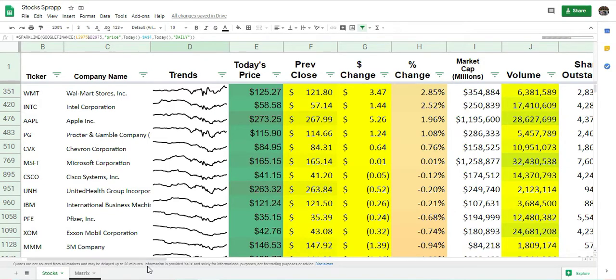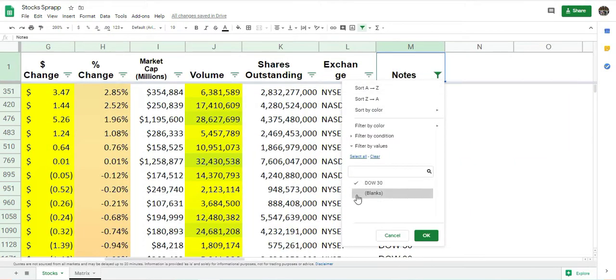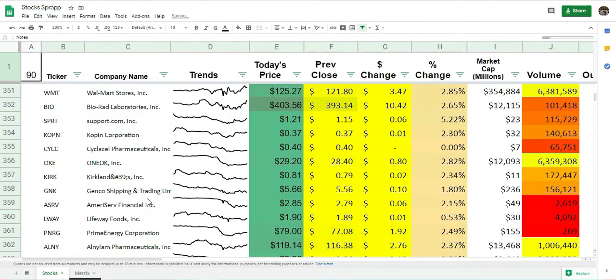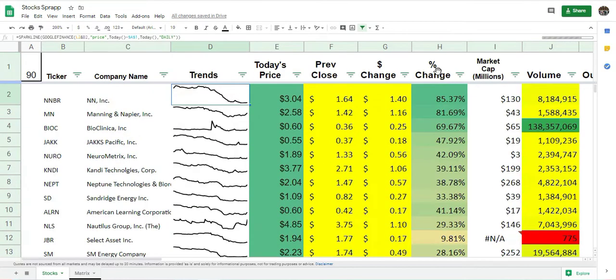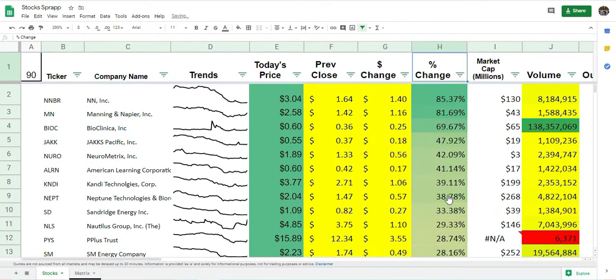Now, let me tell you something cool. Let's not look at just the Dow 30, let's look at all the stocks today. Let's sort this whole thing descending by percent change. Say you had $1,000 today and you wanted to make as much as you can buying just one stock in the morning, which one would it be? The answer is NNBR, which I believe is a construction something. I was looking at it briefly, but they're up 85% today. As you can see, they had a terrible year so far and have been way at the bottom. So somebody's salvaging something there.